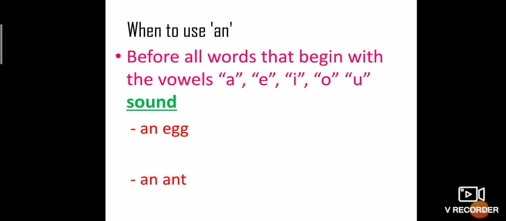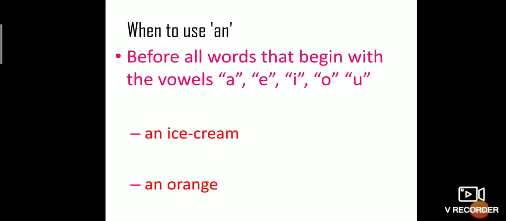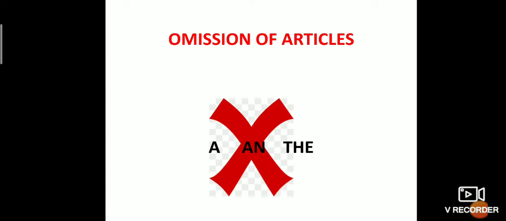In the same way, an is used before words which begin with vowel sounds. We say an egg. Egg begins with the A sound. A is your swar. An ant. Ant begins with the A sound. Again it's your swar and we'll write an with it. And an ice cream. Ice cream begins with I, so it's again your vowel, and we'll write an with it. An orange. Orange begins with O. O is your swar, so we'll write an with it.